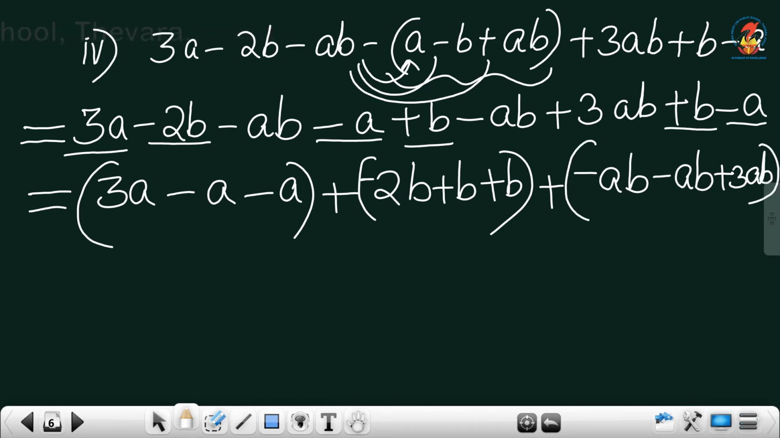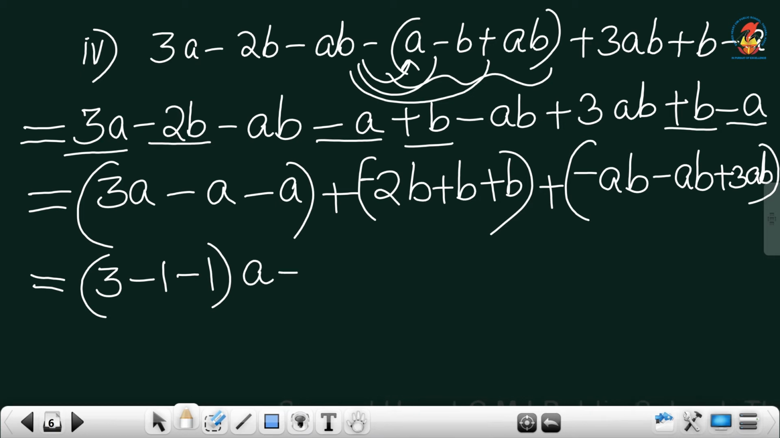So we group the like terms. Now we have to solve the groups. For solving the groups, you write the numerical coefficients. Here the numerical coefficient is 3, here it is 1, here it is 1, and take that variable and write that variable outside.